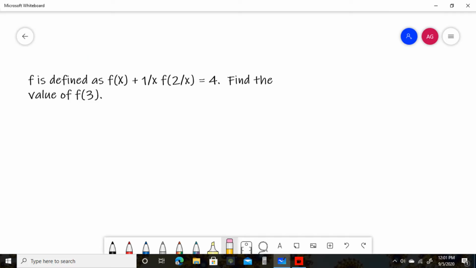f is defined as f(x) + (1/x) · f(2/x) = 4. Find the value of f(3).